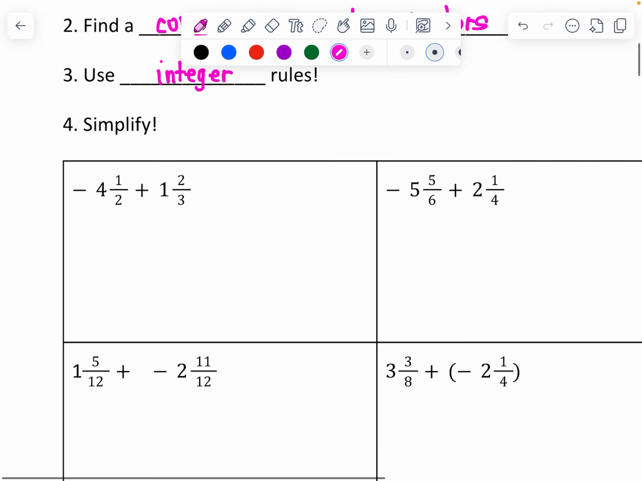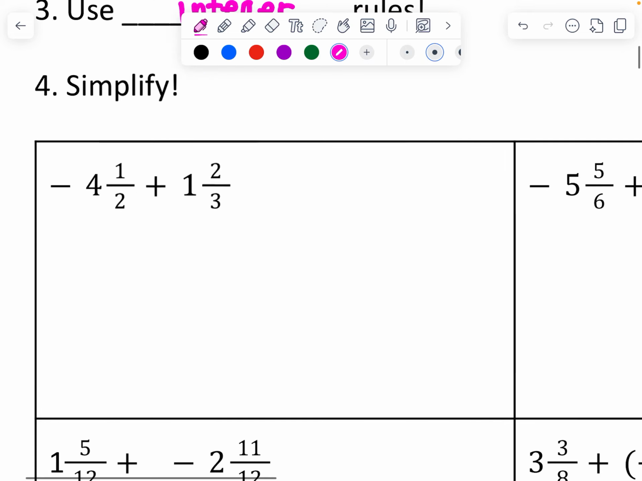So in the first two, I can see I have one positive and one negative. I can also see that I have uncommon denominators, and I know that I'm going to have to subtract here, and I need to put the bigger number on top. So I can change these into improper fractions. So I have 4 times 2 plus 1, so that gives me 9 over 2. And then I have 1 times 3 plus 2, which gives me 5 over 3.